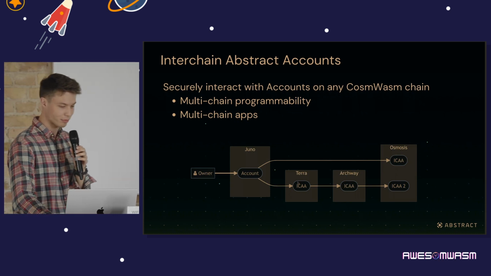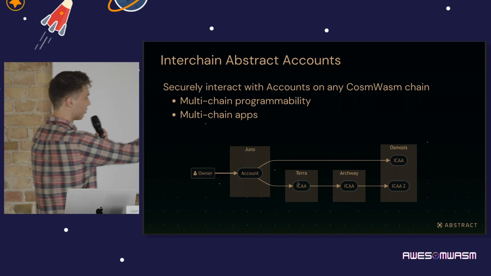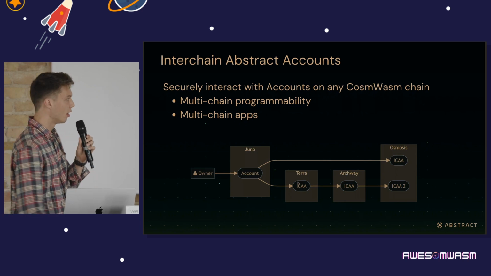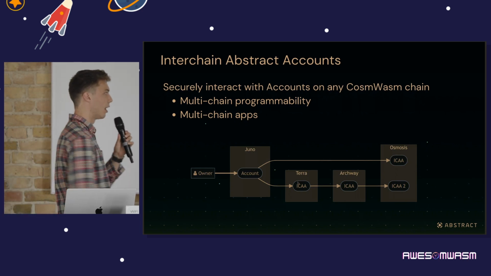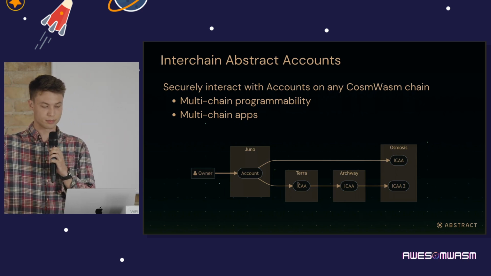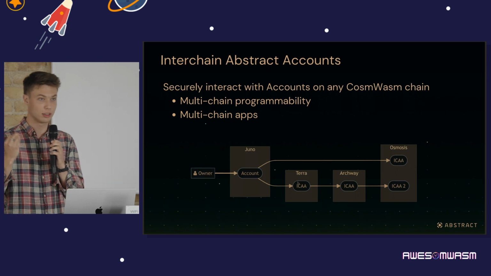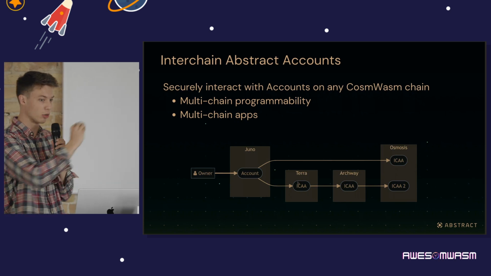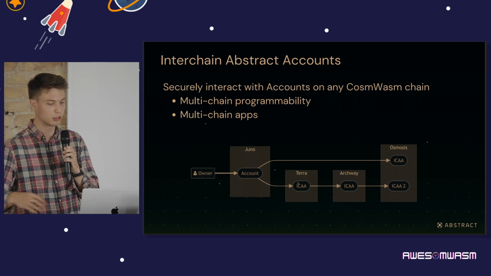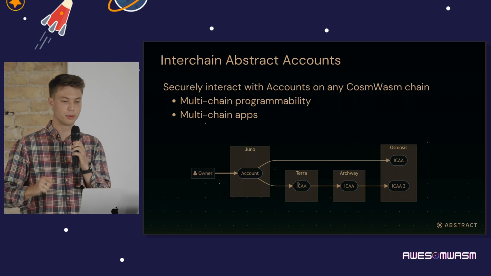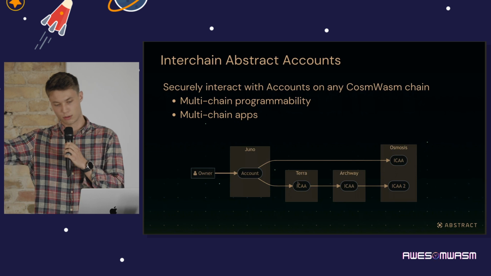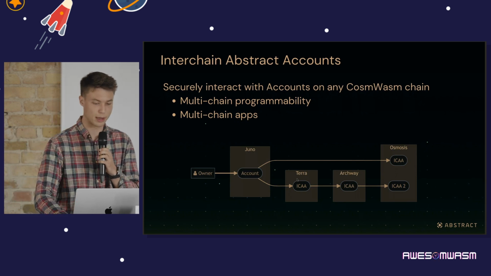The way this works is the owner just calls a local account saying, hey, I want to register an account on Terra. And then the account will route that through our infrastructure. It will create an interchain abstract account, which is essentially just the exact same contracts as a local account, but it's owned by what we call the IBC host, which is responsible for transporting the packets between the chains. And then this remote account is controlled by the owner account.